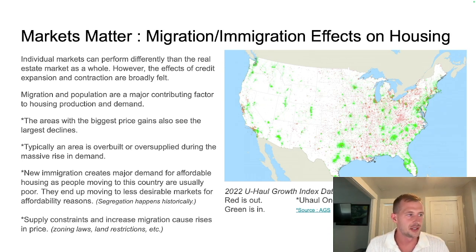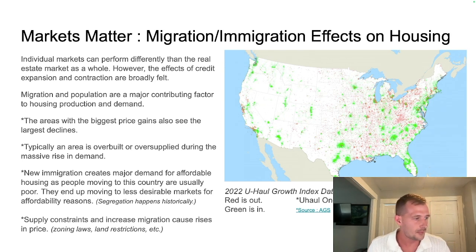Migration and population are a major contributing factor to housing production and demand. The areas with the biggest price gains also saw the biggest declines, typically in areas overbuilt or oversupplied during the massive rise in demand and the rise of credit, right? New immigration creates major demand for affordable housing, as people moving to this country are usually poor. They end up moving to less desirable markets for affordability reasons.